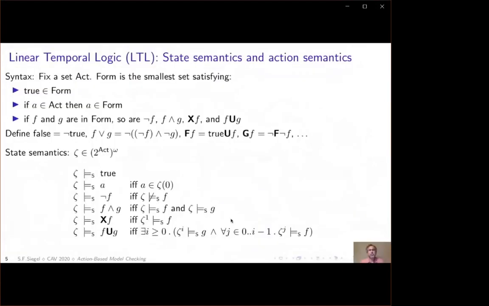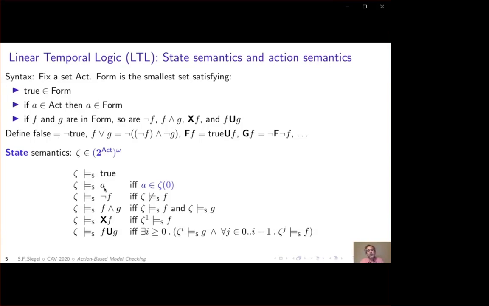Given a set of symbols ACT, we can define the set of LTL formulas over ACT in the usual way. Those formulas can be given both a state semantics and an action semantics. The state semantics are interpreted over infinite sequences of subsets of ACT. For example, such a sequence zeta satisfies in the state semantics a formula A if A is an element of zeta evaluated at time 0.